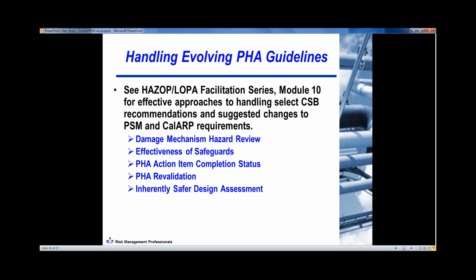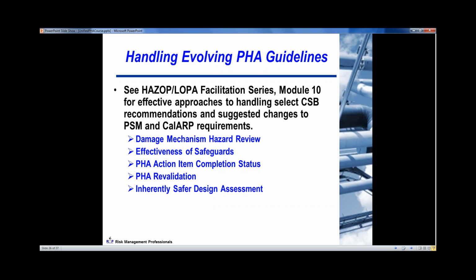Just wanted to make a list of some of the things that we talked about in Module 10. If you want to go back to them, I'm not going to talk about damage mechanism hazard reviews today, safeguards effectiveness, action and completion status for validation, or ISD concepts. That's something that was discussed in the environment that existed a couple months ago in Module 10. It's going to get reviewed better on our upcoming webinar in January. And we'll be giving a complete regulatory update because this is a moving target.